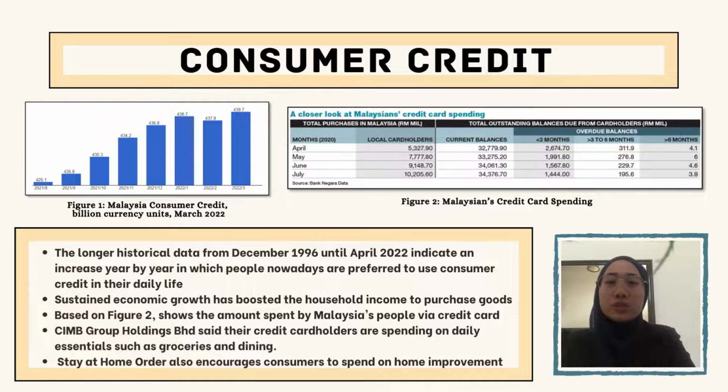Based on figure 2, it shows the amount spent by Malaysian people via credit card, which is 10.205 billion in July 2020, while there is a decrease of 5.3 billion in April. CIMB Group Holding Berhad said their credit card holders are spending on daily essentials such as groceries and dining. Stay-at-home orders also encourage consumers to spend on home improvement, including furniture or renovation. Usage of credit cards also increased because the government encourages people to use cashless payment.